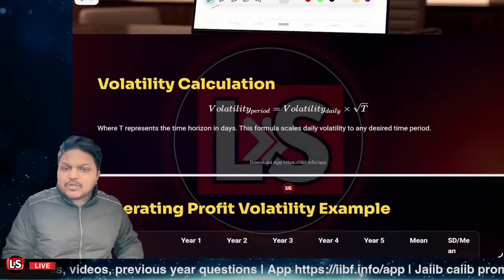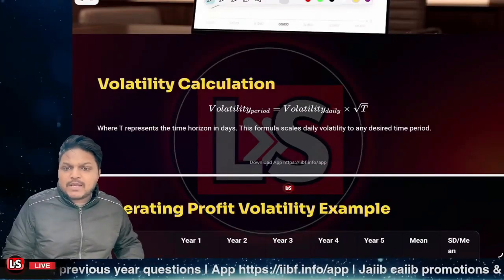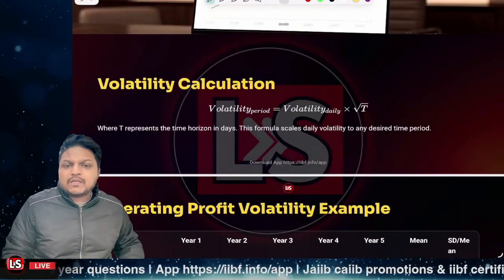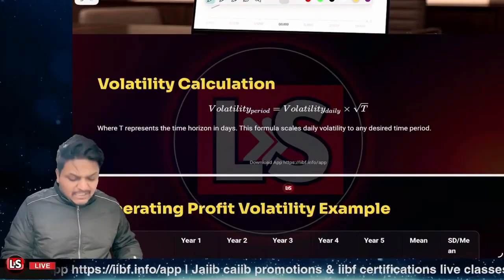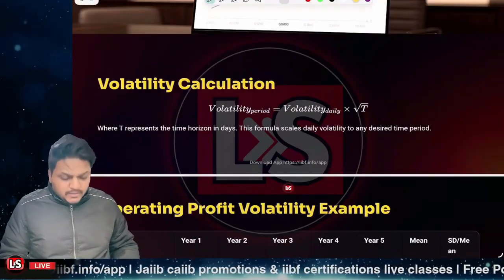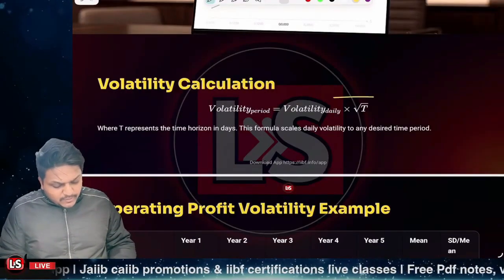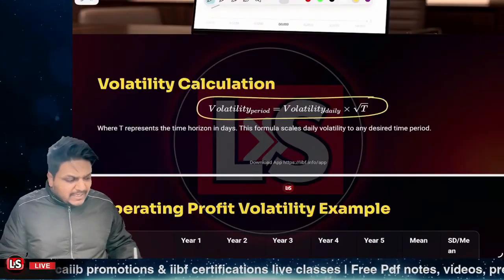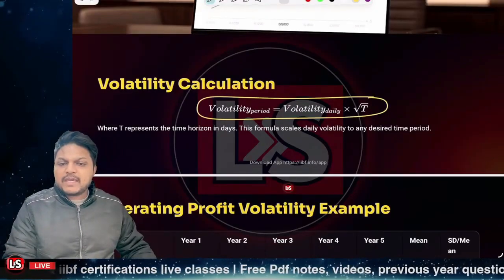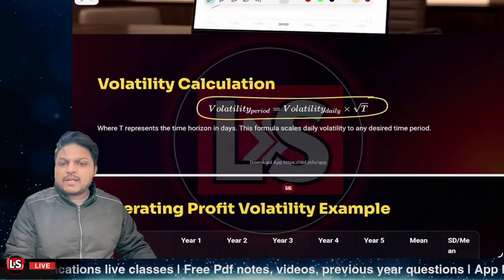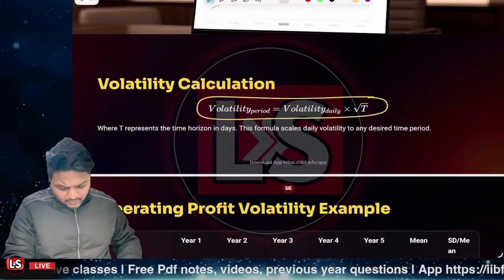And volatility calculation has a simple formula over the time horizon. If we are to calculate the volatility over the time horizon, it is daily volatility multiplied by the square root of the time horizon. We will be solving a case study based upon the volatility in the next video. Don't worry about that.